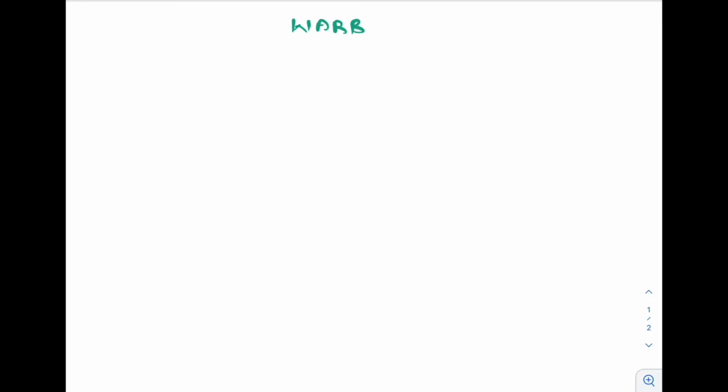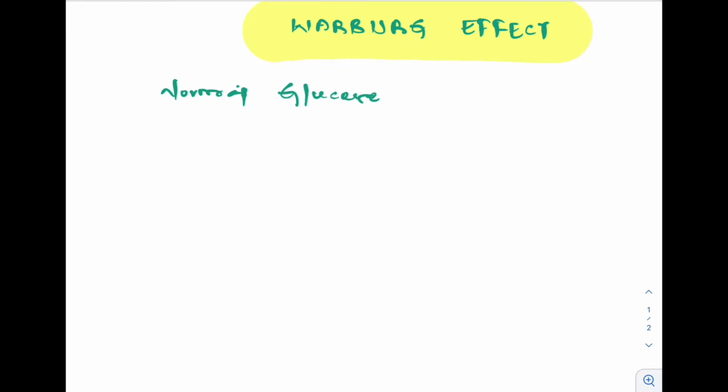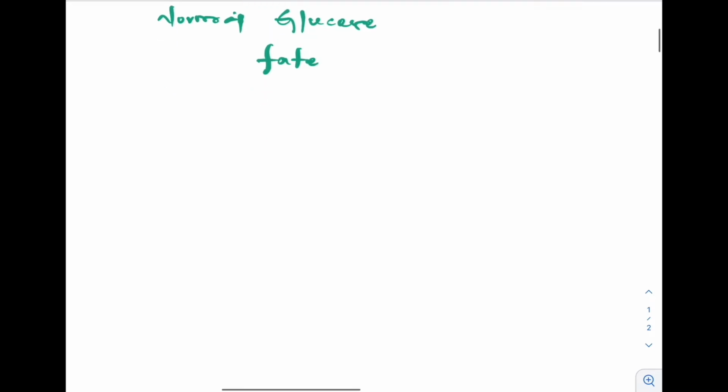Okay, Warburg effect. And this Warburg effect is useful in one of the most important radiological investigations, like PET scan. So today we are going to discuss the Warburg effect. Before discussing it, we should know what is the fate of glucose within the normal cell, the normal glucose fate.